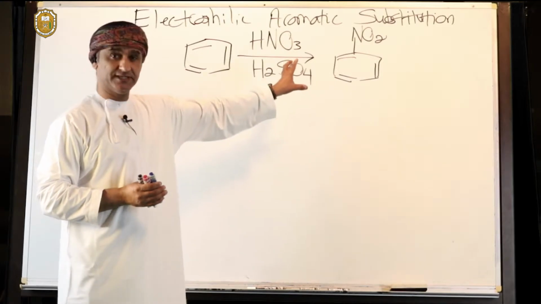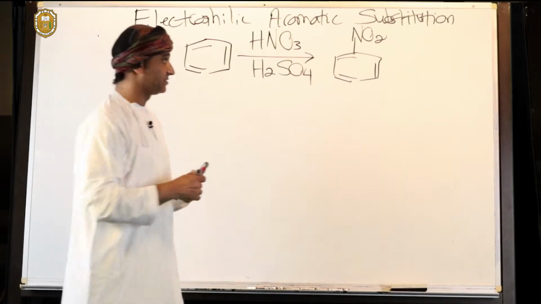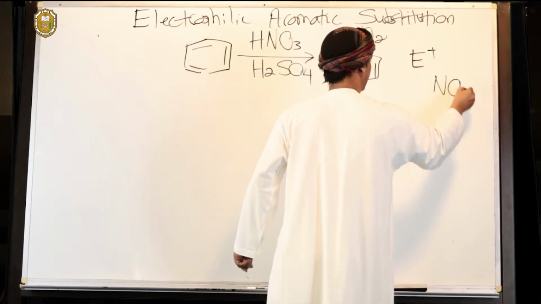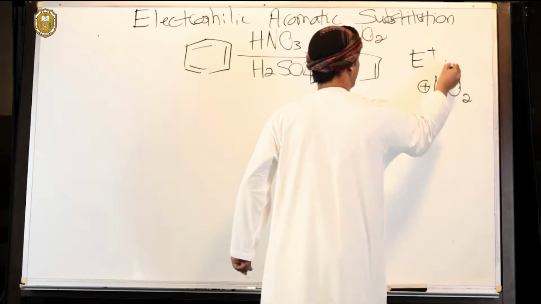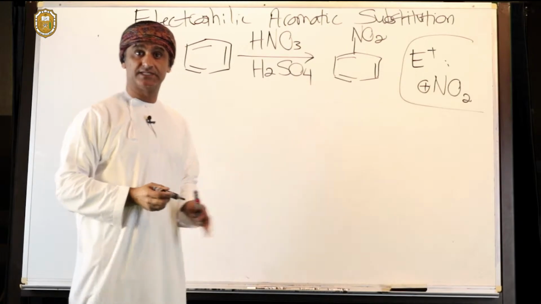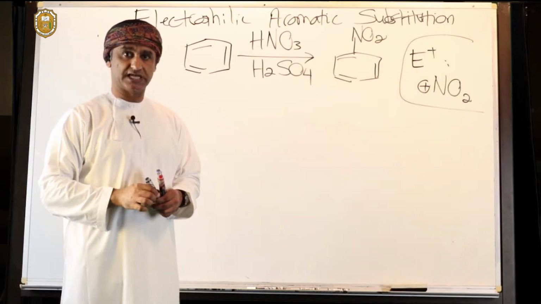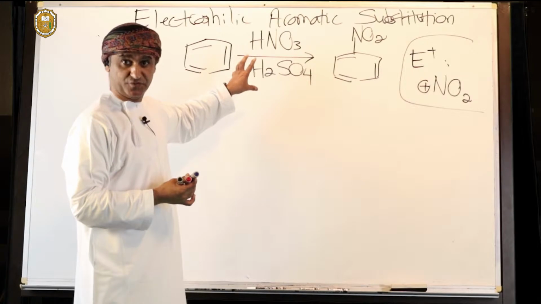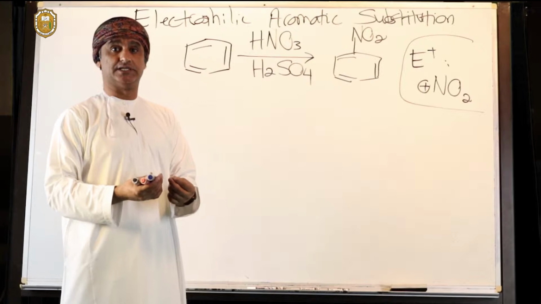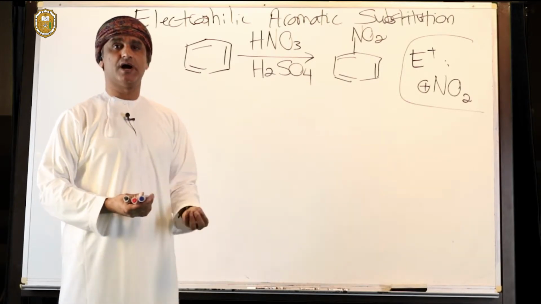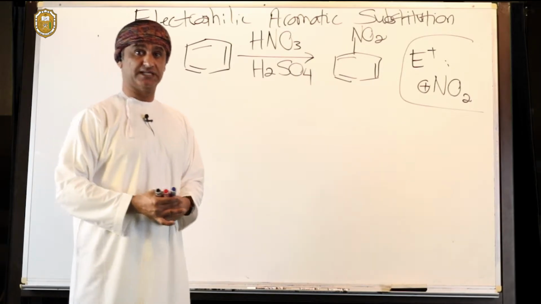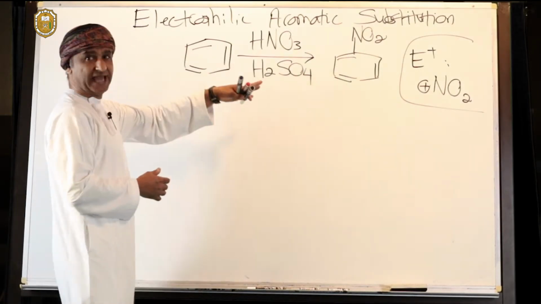Now, if you look at nitrobenzene, clearly the electrophile that's required is NO2 plus, the nitronium ion. That's the electrophile involved in this electrophilic aromatic substitution reaction. So it's obvious, therefore, that nitric acid and sulfuric acid react with each other initially to give the nitronium ion, the required electrophile for the nitration of benzene. So how can that happen mechanistically?